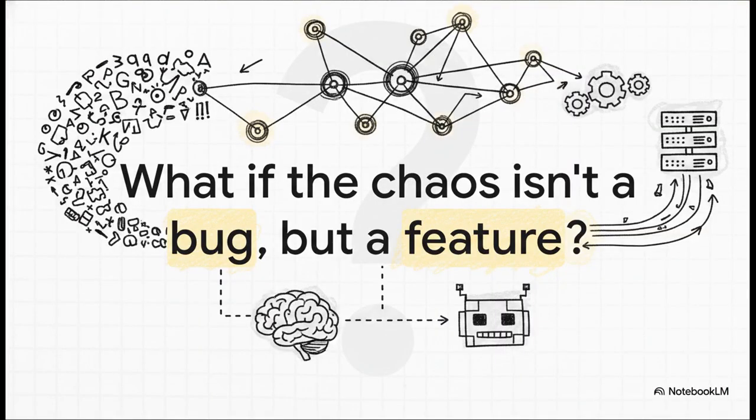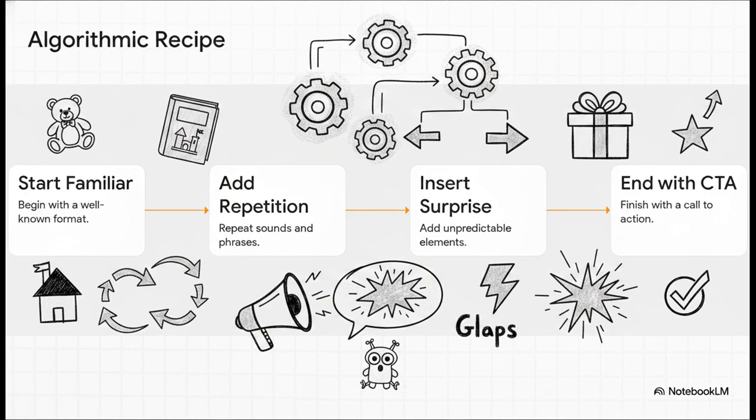Let's just float a theory for a second. What if all this chaos isn't a bug? What if it's a feature? What if every single weird choice, every jumbled letter, every made-up word was designed perfectly? Not for a human kid, but for a YouTube algorithm. If you look at it that way, it starts to look like a recipe, doesn't it? Step 1, start with a format that kids already know and love. Step 2, pack it with repetition of sounds and phrases to keep their little brains hooked. Step 3, throw in completely unpredictable, surprising things, like glaps, to jolt their attention and stop them from getting bored. And step 4, you end it all with a direct command.